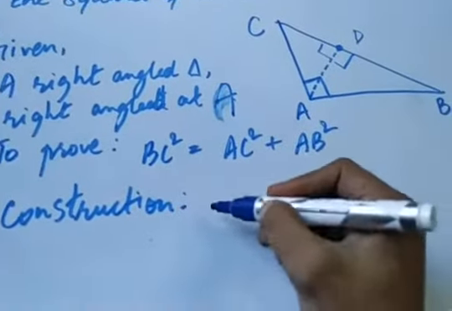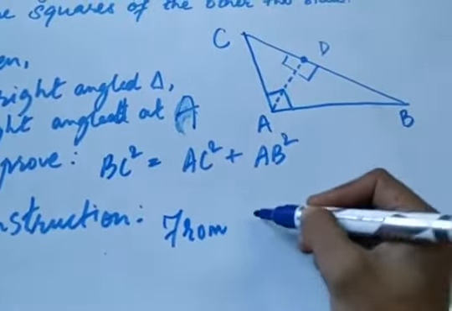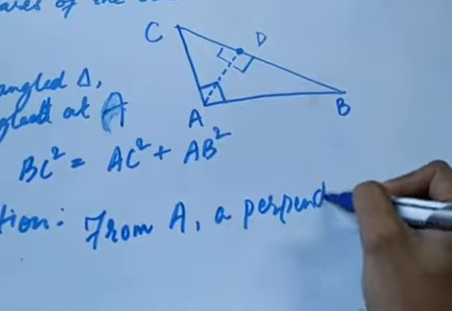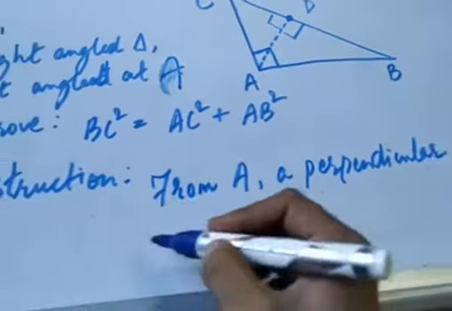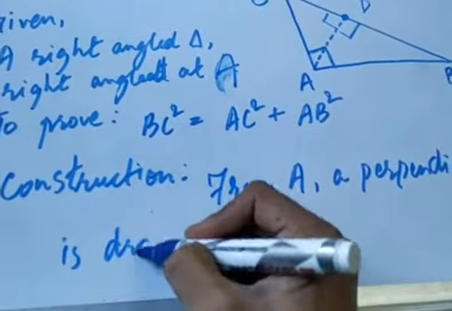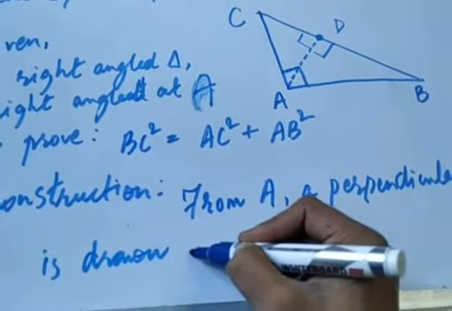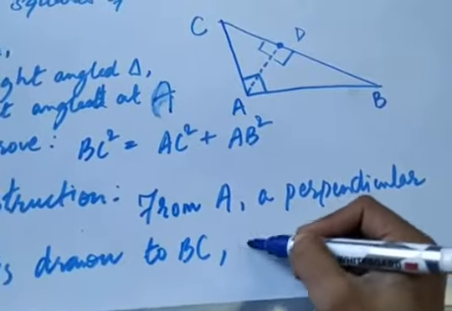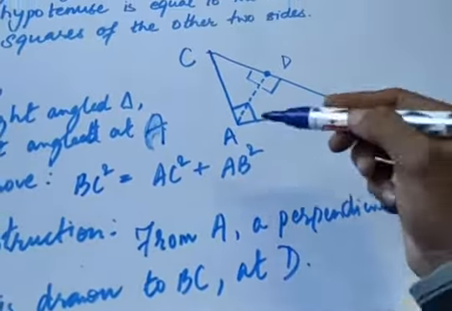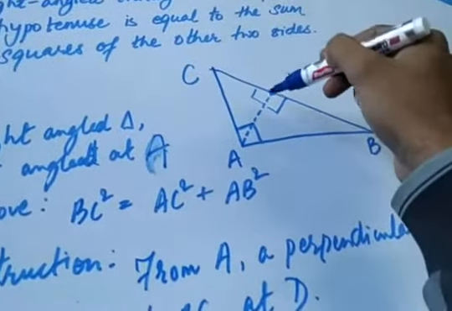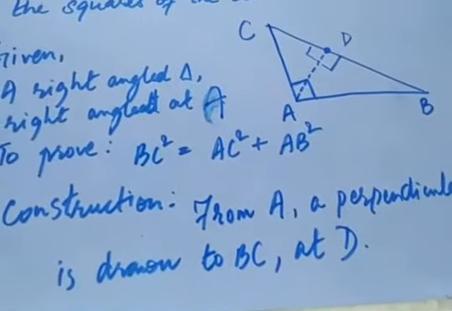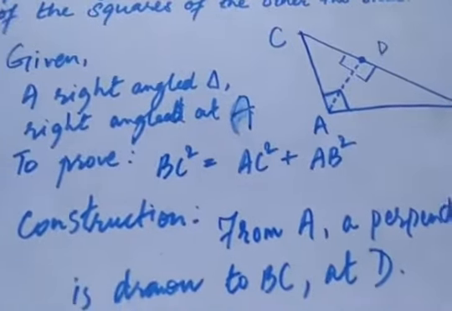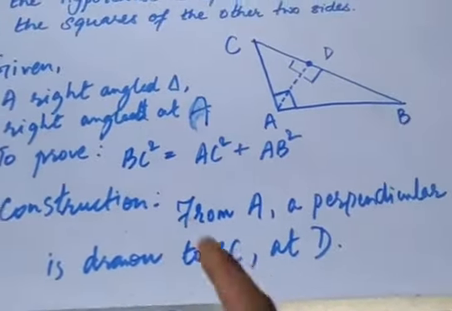What we are saying in construction is from A, a perpendicular is drawn to BC at D. So from A we are drawing a perpendicular to BC at D. Okay, so this is what we are done with. Okay, what is given, to prove, and construction is understood, right? So we will move on. I'll quickly erase this. Okay, you'll also have to note all this down.